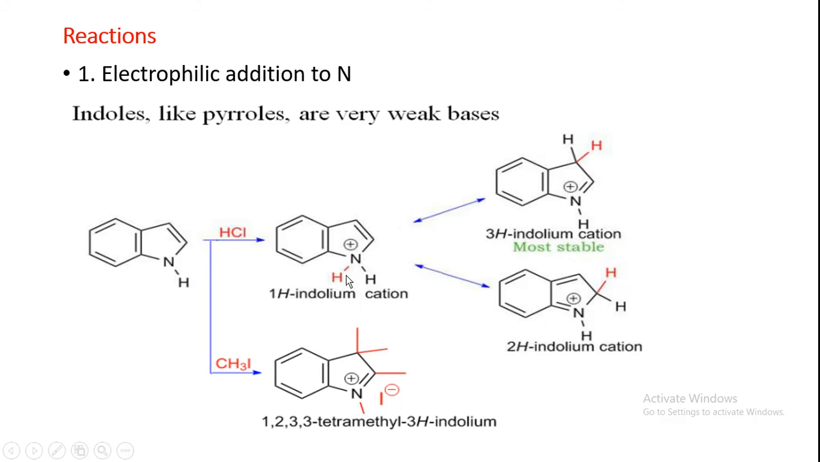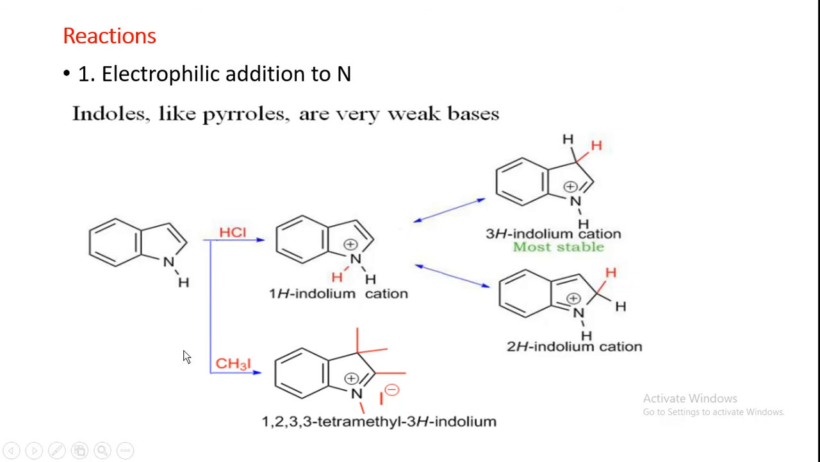That means this hydrogen will move to this position and this double bond will move to this position, so it will form the 3H indolium cation, which is more stable. Or it may shift to the second position, by shifting this bond and breaking this benzene ring. If there is breaking of the benzene ring, that means breaking of aromaticity, so it is less stable. So it may also form the 2H indolium cation. Out of these, 3H is stable because it does not interact with the aromatic character of this benzene ring.